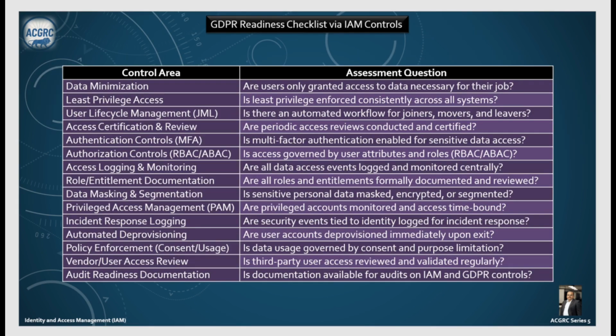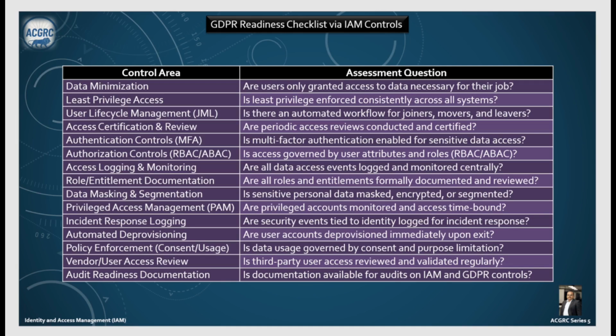Let's now look at it from a checklist perspective. From a checklist perspective, the assessment question should be: are users only granted access to data necessary for their job? That's your question. If you are a risk manager doing a pre-audit assessment, this is a question that you should have with you. And you should come out of the meeting or review with an answer for this. It could be yes, it could be no, it could be I am not sure. If I am not sure, then what is required to know about the state? If you still don't get it, then the answer is no.